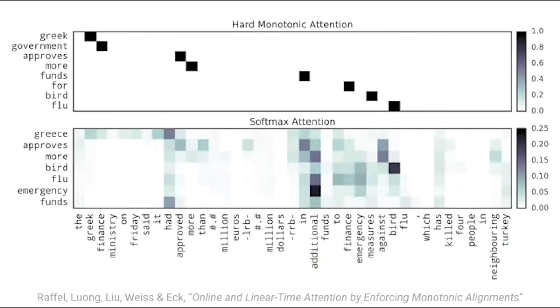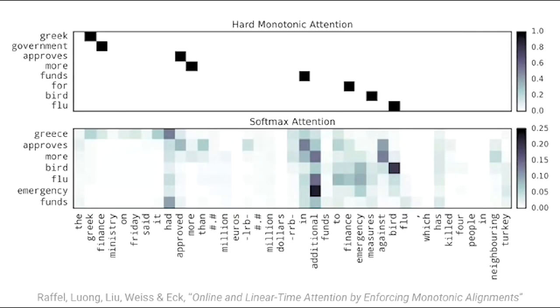For sentence summarization, we actually use a bidirectional encoder because, as far as I know, people don't mind doing offline sentence summarization. So the encoder can actually do some reordering of the input sequence. And we actually see that here. So for hard monotonic attention, the first few words are aligned as we expect them to be. So Greek is aligned to Greek, and government is aligned to finance, approves to approved, and more to more. But the last few words aren't.